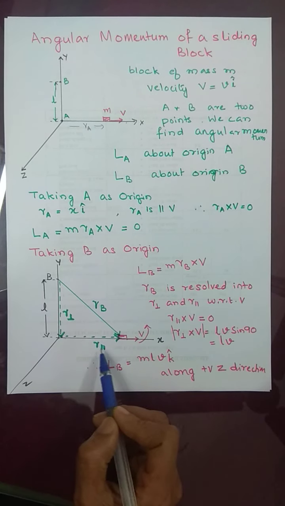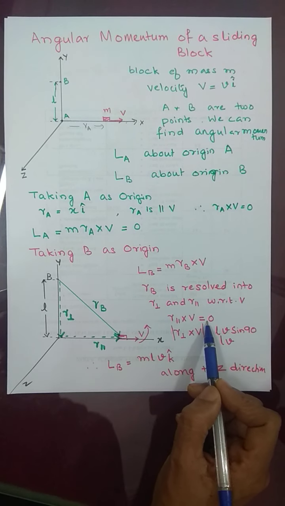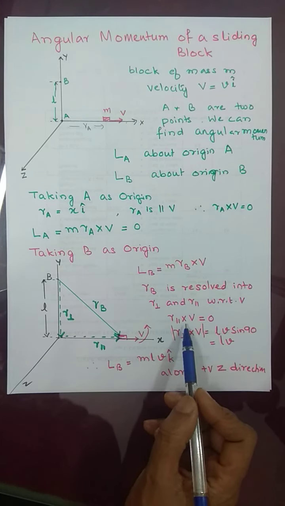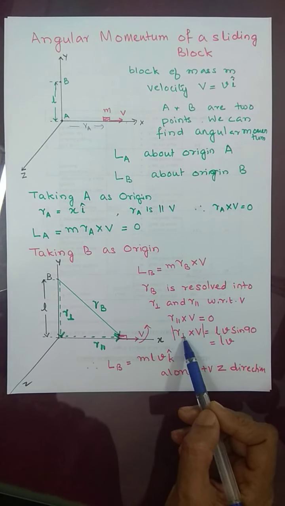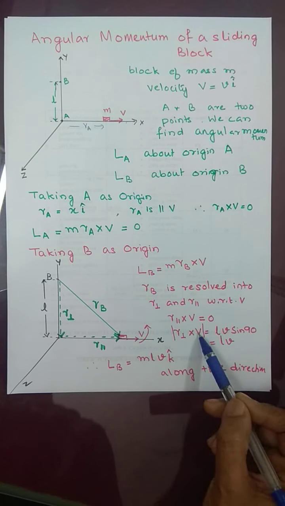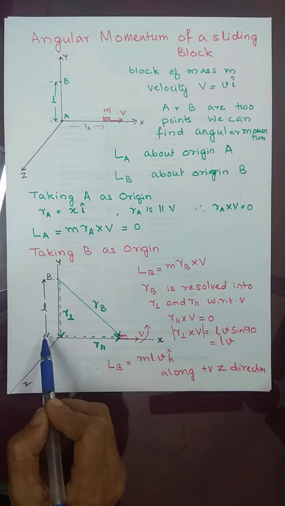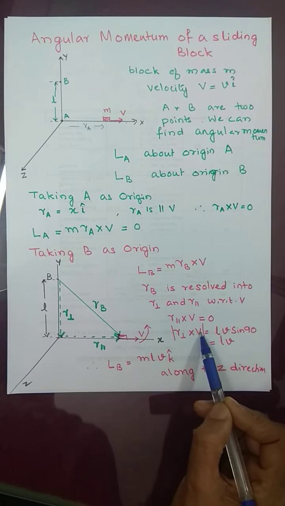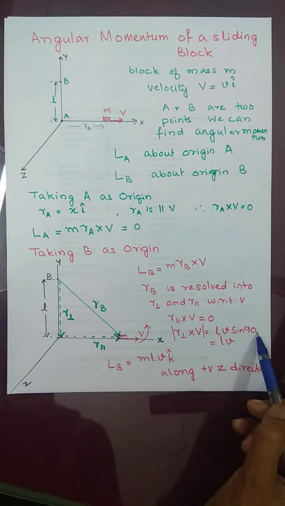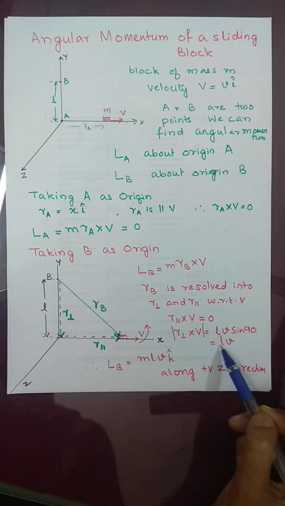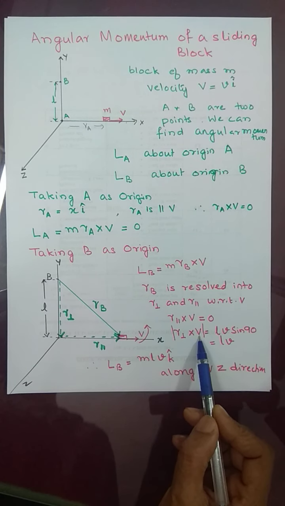The cross product of the parallel component, R parallel cross V, will be equal to 0 because these two vectors are parallel. So what will contribute to the angular momentum is only the perpendicular component. The modulus of R perpendicular cross V will be the magnitude of R perpendicular, that is L, into the modulus of V, that is V, and the angle between these two is 90 degrees. So L V sine theta is equal to L V.